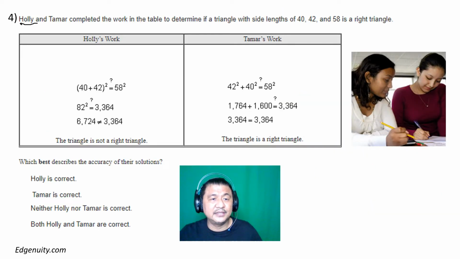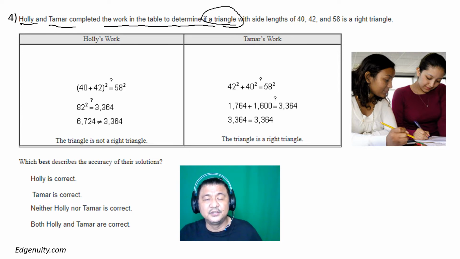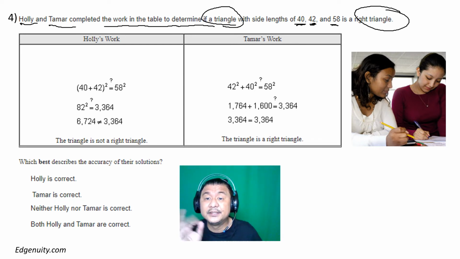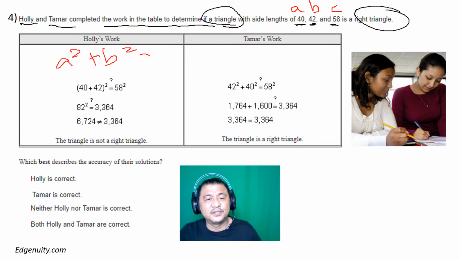Now, Holly and Tamar completed the work in the table to determine if a triangle whose sides are 40, 42, and 58 is a right triangle. They're trying to prove it. So if you're trying to prove, again, the longest side is what letter? Tell me. Yes, the longest side is the C. That is the hypotenuse, right? And the others are what letters? Yes, A and B. Okay, so let's follow the formula: A squared plus B squared equals C squared.